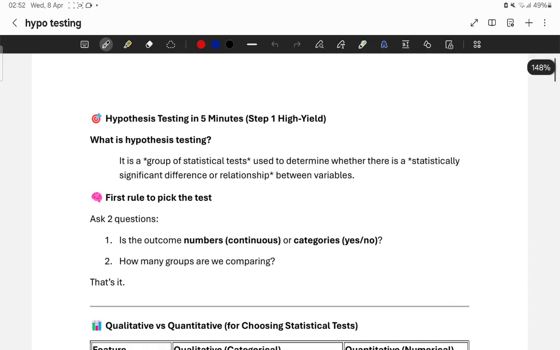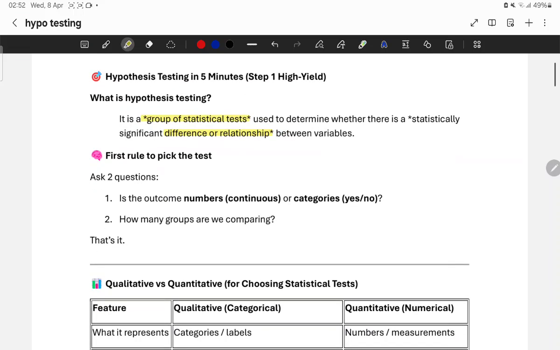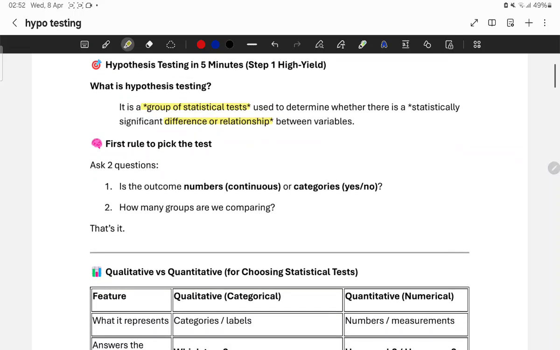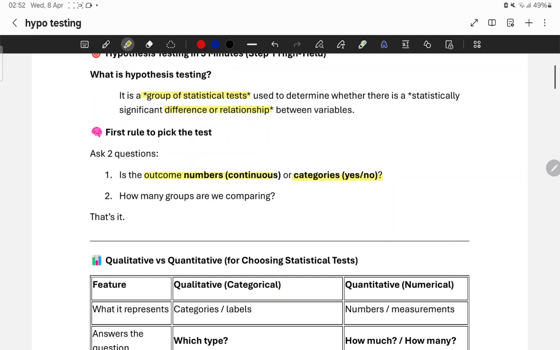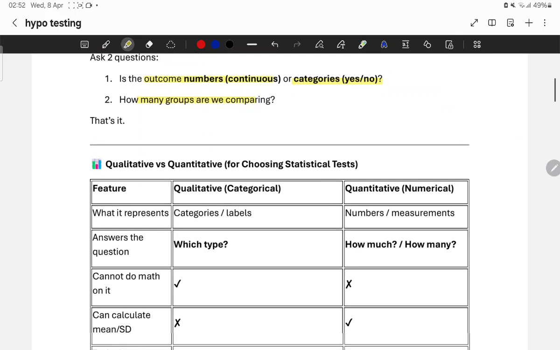What is hypothesis testing? It's a group of statistical tests used to determine whether there is a statistically significant difference or relationship between two variables in a research. How can we pick the test? We ask ourselves two questions. What is the type of our outcome? Is it a number or categories? And how many groups are we comparing?